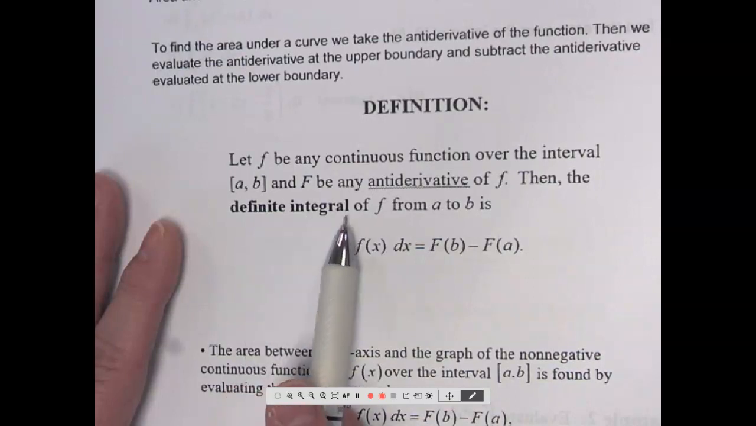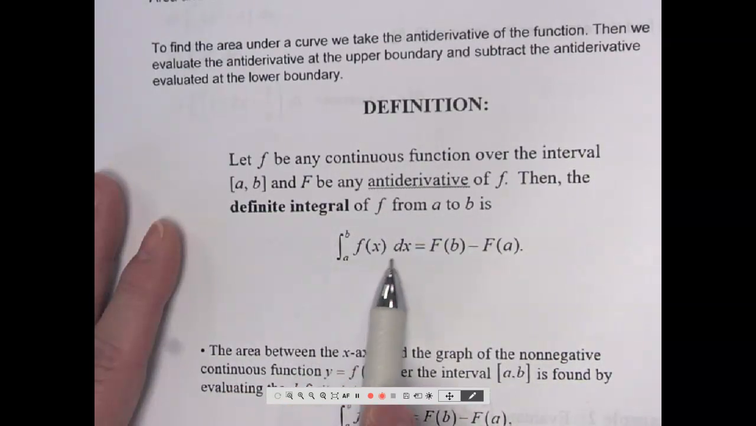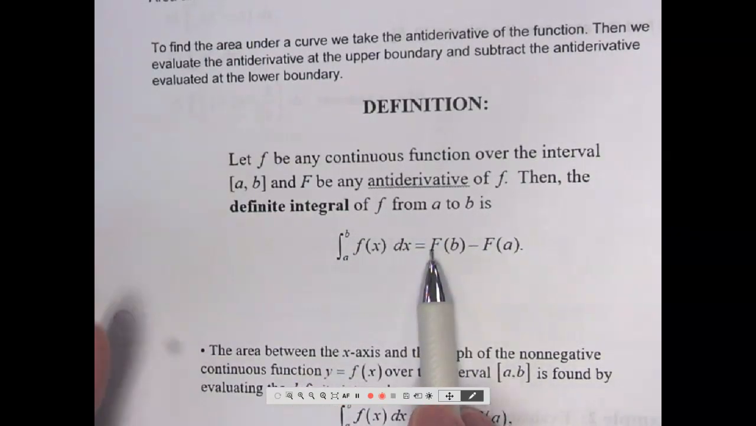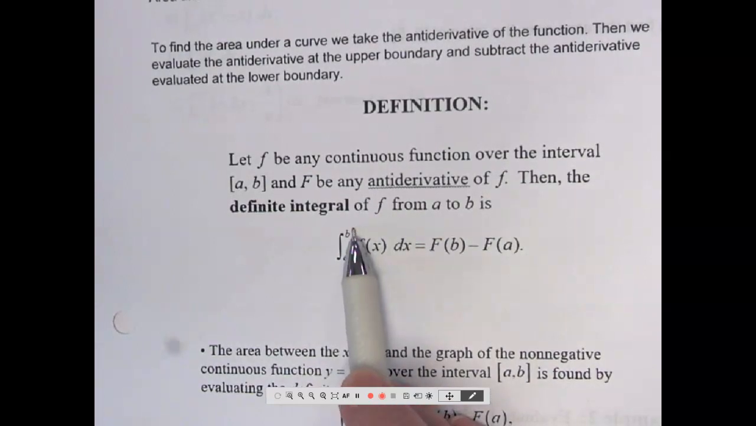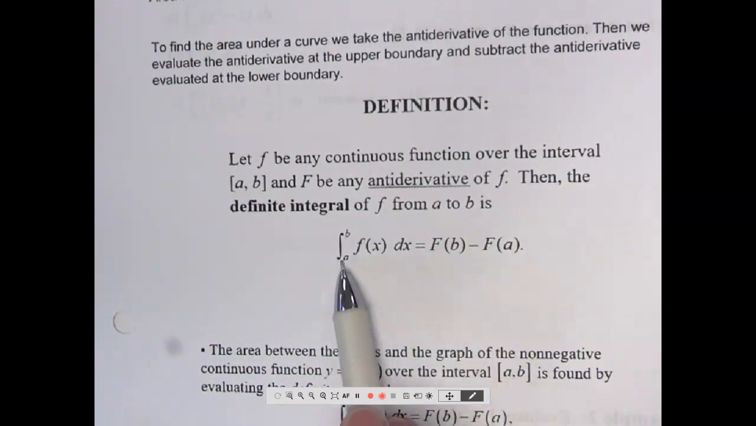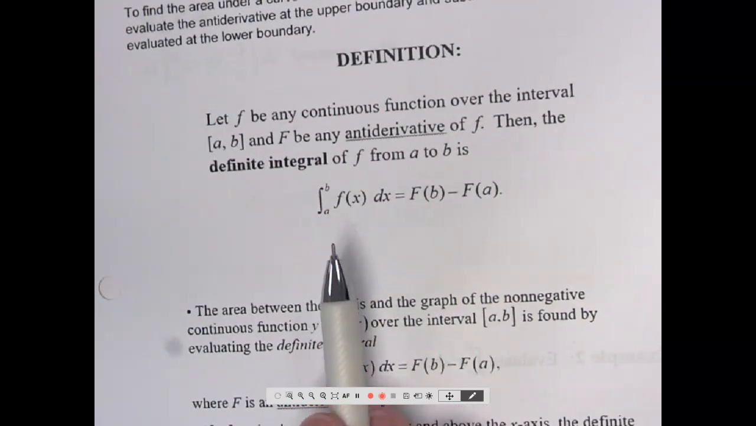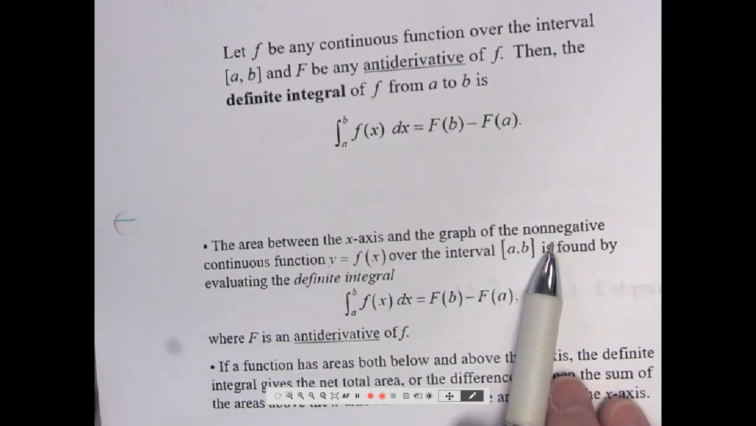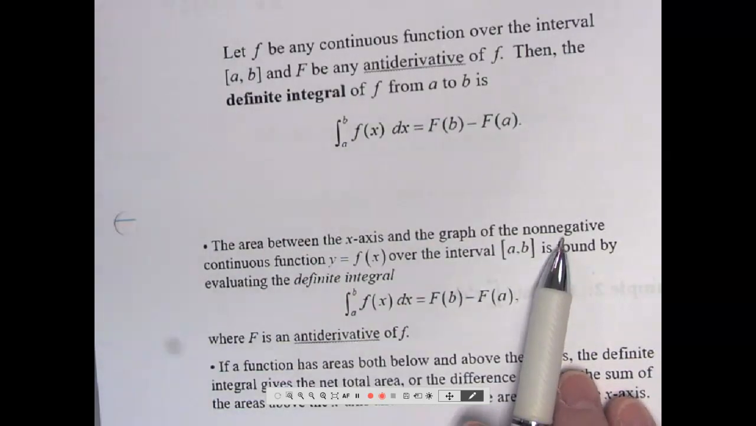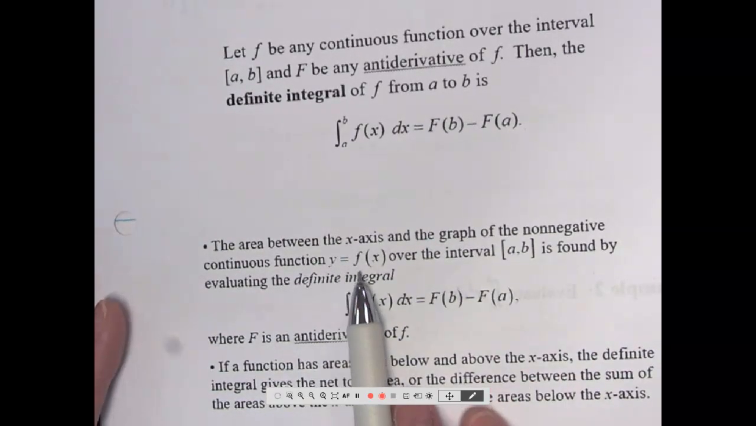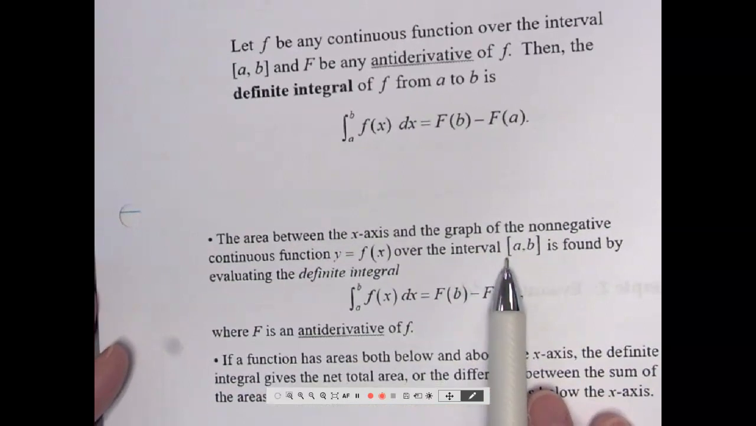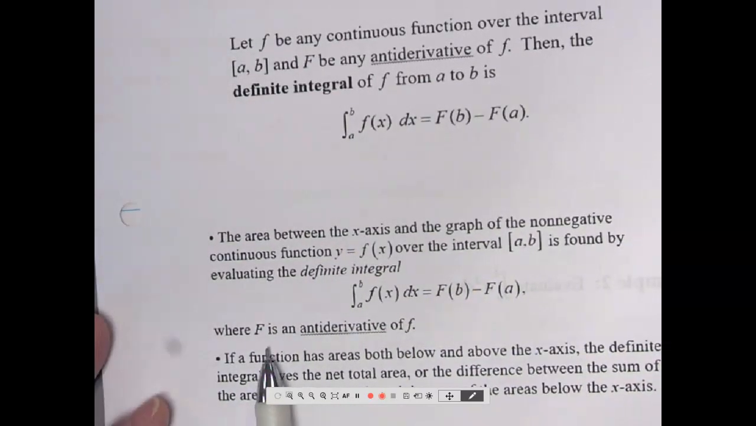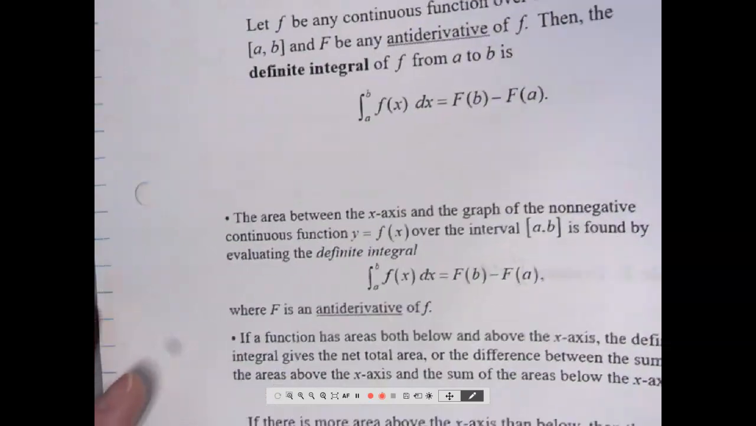Then the definite integral of the function from a to b is written like this. And then the way we evaluate it is we take the antiderivative evaluated at that upper number, subtract the antiderivative evaluated at the lower one. And we did a little bit of that the other day. Okay, so the area between the x-axis and the graph of a non-negative continuous function, that means if the function is above the x-axis, y equals f of x over the interval from a to b is found by evaluating the definite integral. That thing we just talked about, where F is an antiderivative of little f.